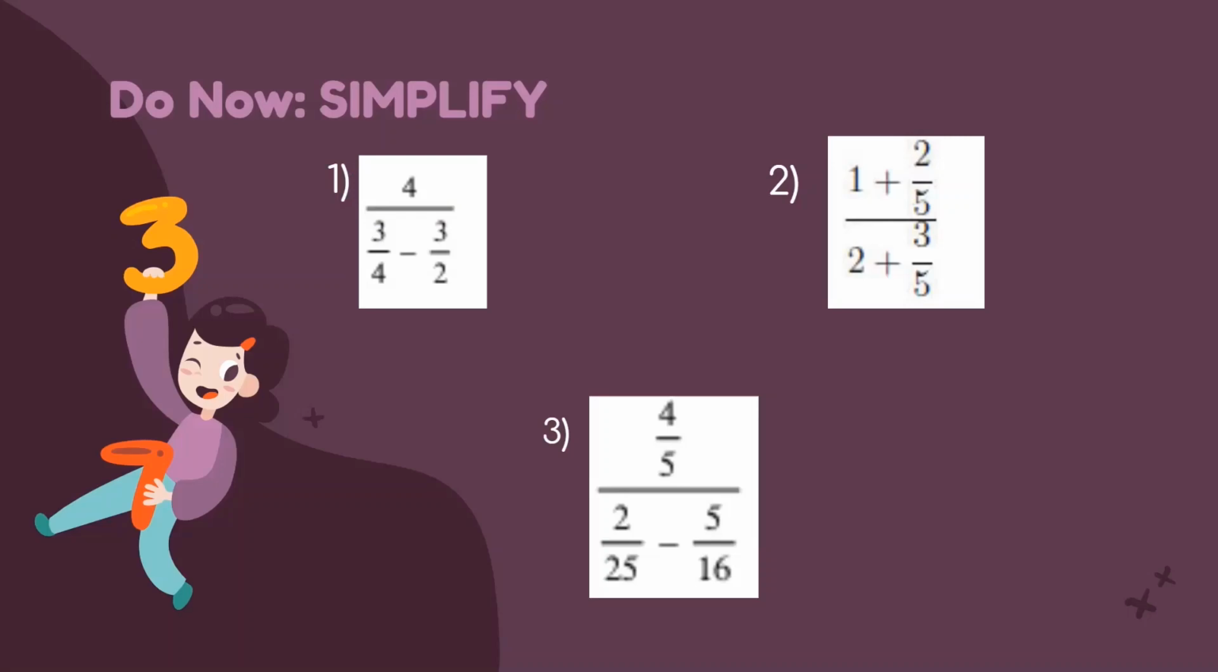Wait, I got a whole number. You can get a whole number, it doesn't matter. Sometimes fractions simplify to be a whole number. Technically whole numbers are also fractions. You can put a 1 in the denominator and that also becomes a fraction. So it's okay if you get a whole number.